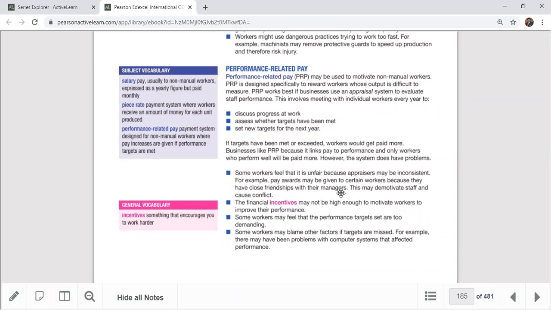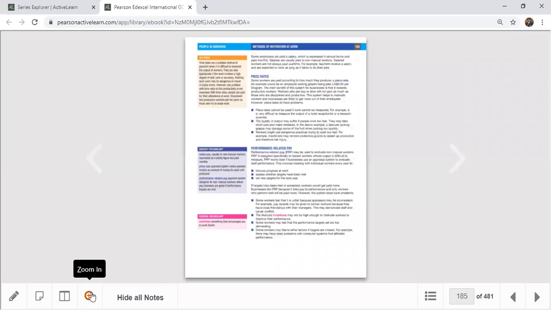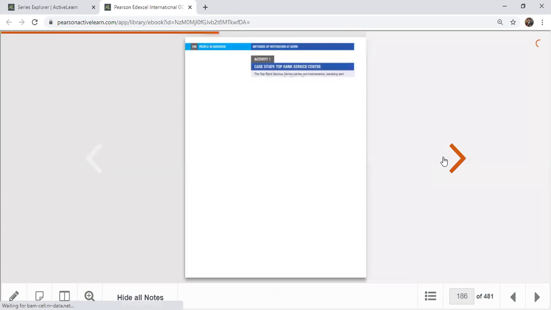Sometimes this system has some problems. Some targets can be difficult to meet, and some workers feel it is unfair because appraisers may be inconsistent, or the financial incentives may not be high enough to motivate. Workers may feel that the performance targets are too high or demanding, and some may blame other factors such as machine breakdowns, technology faults and old machines. So there are some difficulties.